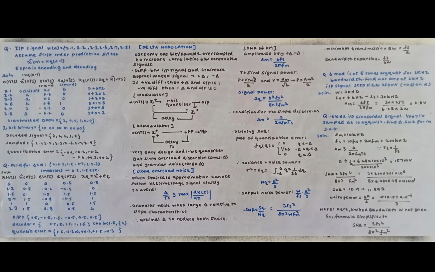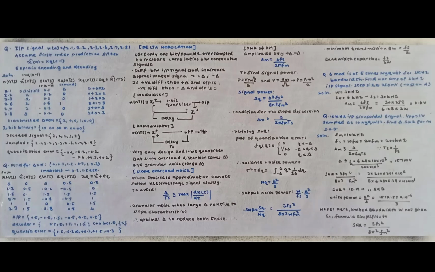Modulator is at 5 times Nyquist for 3 kilohertz bandwidth. Find the maximum amplitude of 2 kilohertz input signal. Step size is 250 millivolts, and we want to avoid slope overload distortion. Again, we use the same formula that we have, right? FNyquist is 6 kilohertz, W is 3 kilohertz, FS is 30 kilohertz, AM, we plug in the values and we get 0.6 volts.